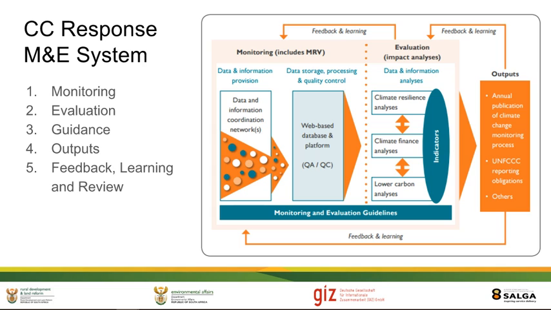The third section in the M&E system is guidance, which includes a set of M&E guidelines to assist with the collection and analysis of data. The fourth section is on outputs. These are all the different outputs that are produced using the results from the evaluation process, which include reports to the UNFCCC. The fifth and final section is on feedback, learning and review, and involves ensuring that procedures are regularly reviewed and updated.